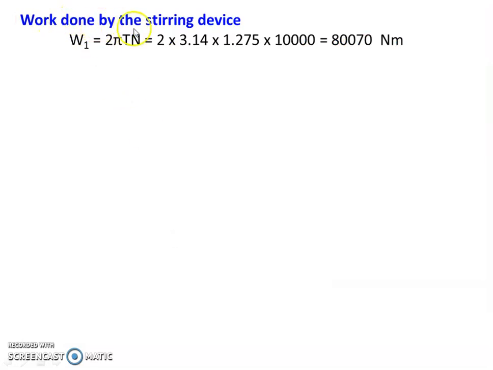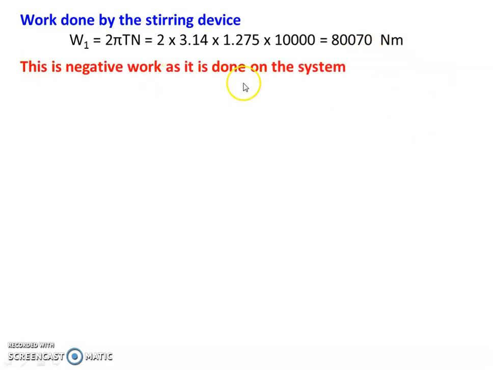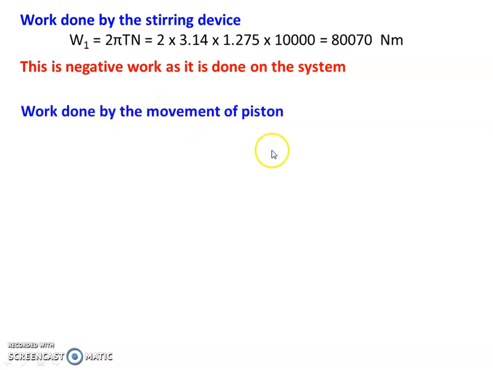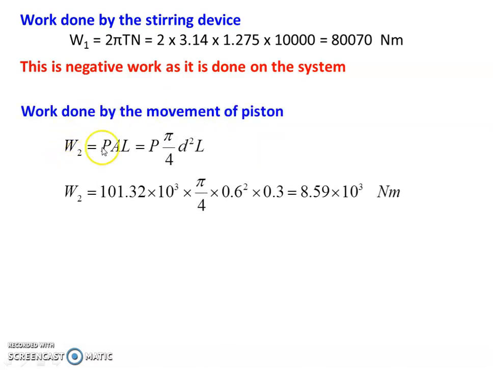Now the work done by the stirring device W1 equals 2 pi T N, 2 into 3.14 into 1.275 into 10,000, equal to 80,070 Newton meter. It is negative work because it is done on the system. Then work done by the movement of the piston. So W2 equals P into A into L. P is the pressure, area is pi by 4 D square, L is the length traveled. Substituting, 101.32 into 10 power 3 into pi by 4 into 0.6 square into 0.3 equals 8.59 into 10 power 3 Newton meter.